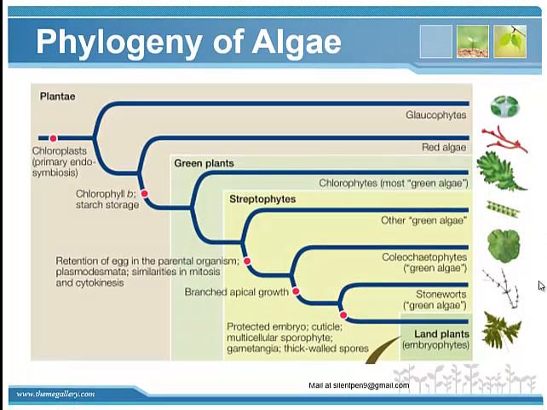Now the phylogeny of algae. I want to call algae the mother of Plantae. In gradual evolution, plants evolved from algae. You can see this phylogeny shows the evolutionary relations between all these groups. First, primary endosymbiosis gave rise to the red algae. Chlorophyll B and starch production evolved in species, and retention of the egg in the parental organism also took place. Branched apical growth is the last feature of these organisms, and the advancement of these features added the next division, the kingdom Plantae.